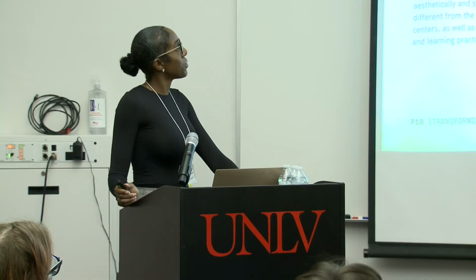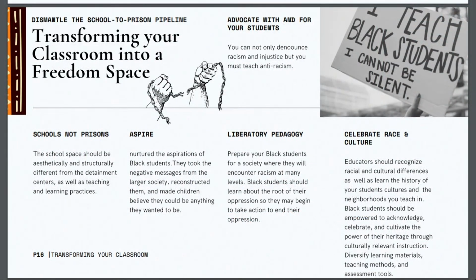So dismantling the school to prison pipeline. Transforming your classroom into a freedom space. You can't just denounce racism and injustice, but you also have to teach that, right? And it has to be embedded within your pedagogy. So schools, not prisons. The school space should be aesthetically and structurally different from the attainment centers as well as teaching and learning practices. Again, we're gonna go back to its aspirations.